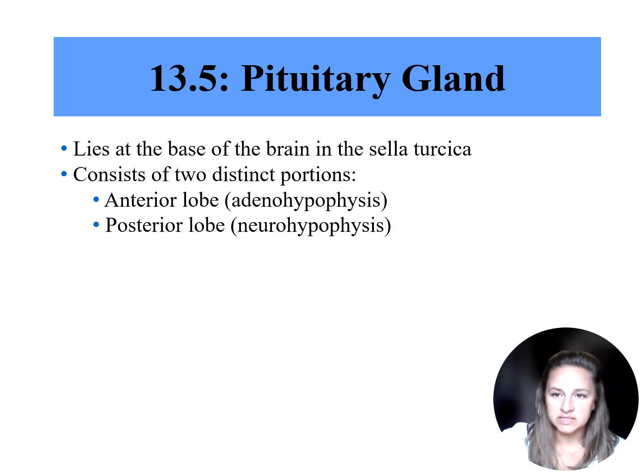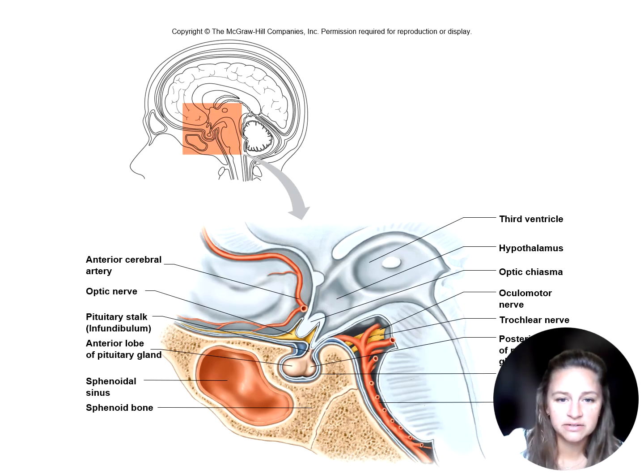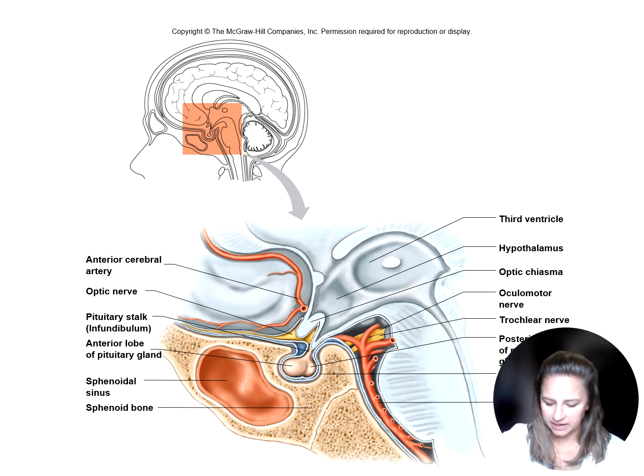Okay, so let's talk about the pituitary gland. The pituitary gland is in our brain, and it has two distinct portions. I'm just going to refer to them as the anterior and the posterior lobe. Here this is showing a cross section of the brain and where the pituitary gland is, and you can see here the anterior and the posterior lobes of the pituitary gland.